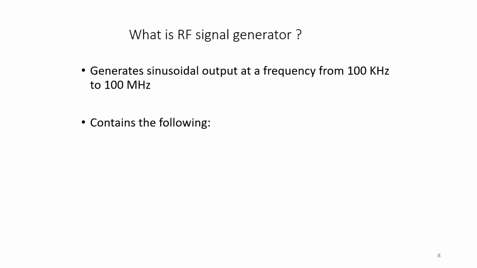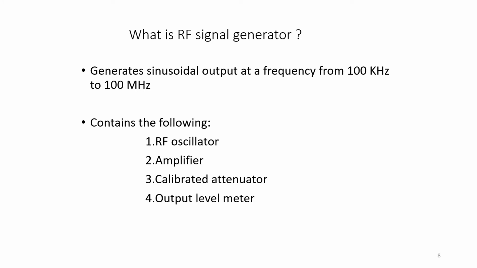So what is an RF signal generator? An RF signal generator is nothing but it generates the radio frequency signal. You have seen what the radio frequency range is. So it generates sinusoidal output at a frequency from 100 kHz to 100 MHz. It contains an RF oscillator, that is radio frequency oscillators, amplifier, a calibrated attenuator, and output level meter.